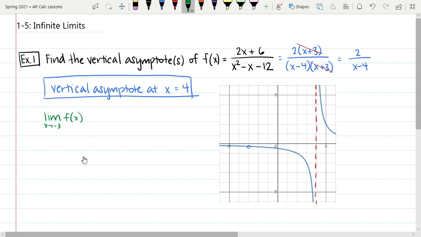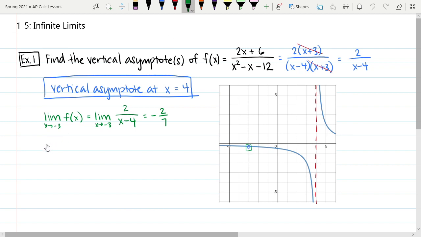Well, remember, if we were to substitute into the original function, we would have ended up with 0 over 0. Remember, that's an indeterminate form. But if we were to simplify the function, that would then give us the limit as x approaches negative 3 of 2 over x minus 4. And then now I can just use direct substitution, and that's going to give us a negative 2/7. So the limit as x approaches negative 3 for this particular function does exist. It's negative 2/7, but just remember, at negative 3, there's actually a hole in the graph.